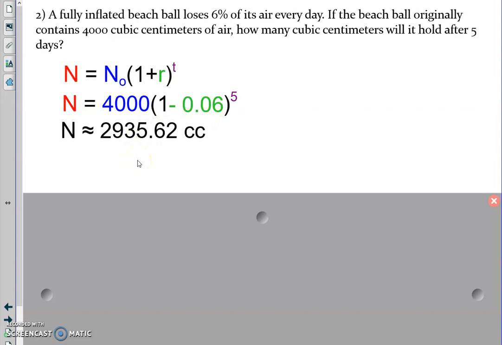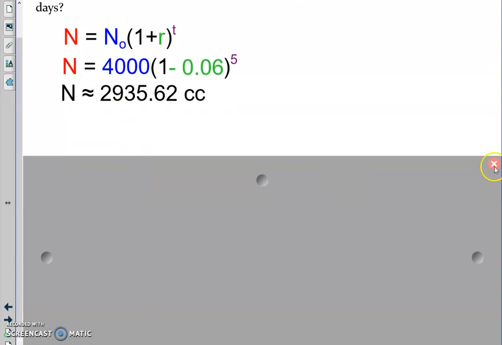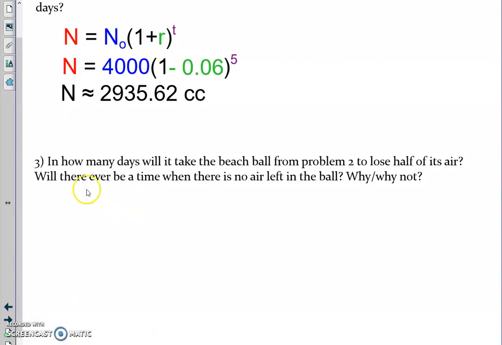That's about the volume of air that's left after 5 days. It has not quite lost half of the amount of air. But there's a follow-up question to this, and the follow-up question is pretty interesting. In how many days will it take the beach ball to lose half of its air? And then will there ever be a time when there is no air left in the ball?